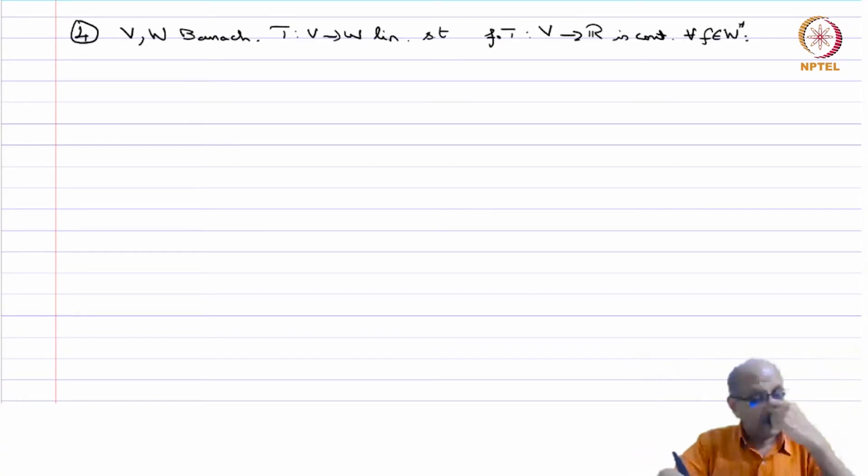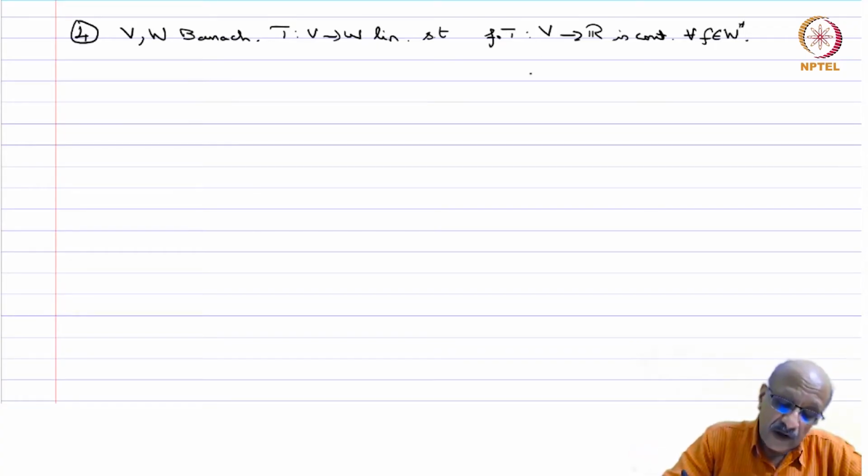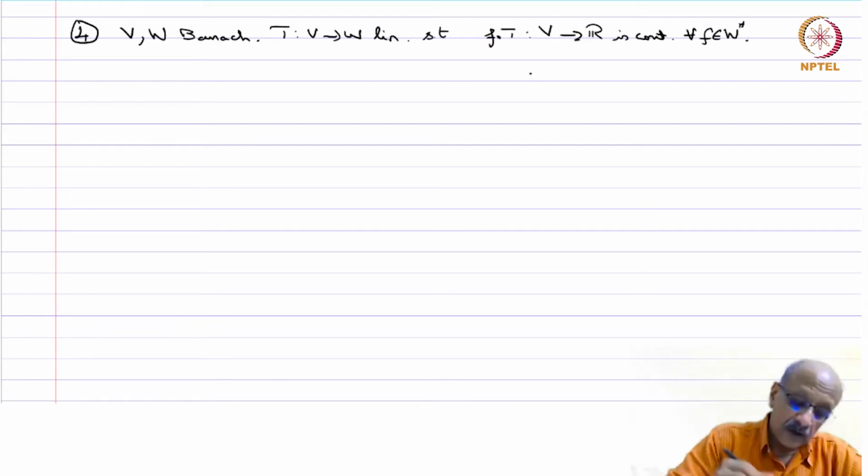So you take any F in W star, T takes from V to W, and then you apply F, so you get a linear functional now. So F composed with T is a linear functional. Show that T is continuous.